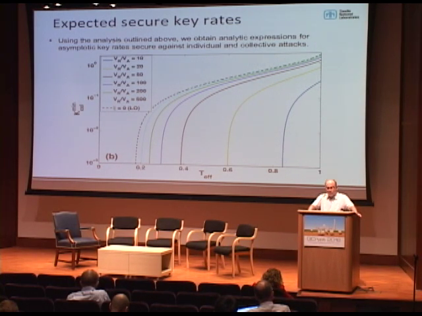Specifically, this plot shows asymptotic key rates for collective attacks. This dashed black line corresponds to the standard case with a local oscillator, and colored lines correspond to our approach with a different number of photons in the reference pulse. As you see, as the reference pulse becomes stronger and stronger, you asymptotically approach the key rate for the standard scheme with a local oscillator.